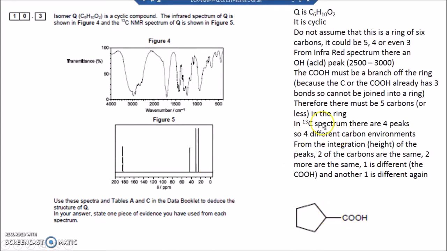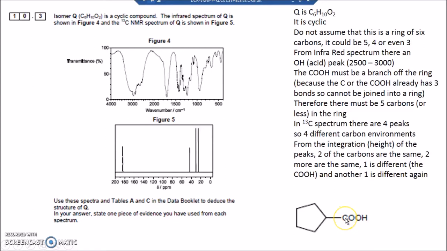Let's just check out the carbon-13 spectrum. I've got four different peaks, so I've got four different carbon environments. I'm going to have one there. That's a carbon that's different from the rest, because it's got three carbons bonded to it. These two are symmetrical, and they're different again. So that's the third kind, and those two are symmetrical, a fourth kind. So I've got four different peaks, so that matches up okay so far.